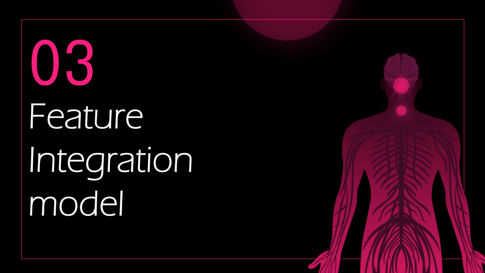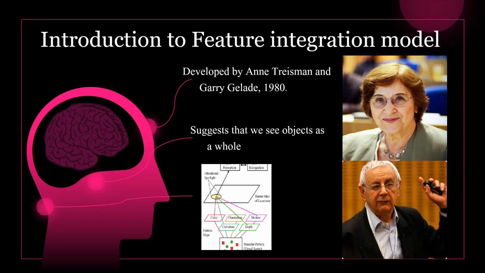Feature integration theory. The feature integration theory of attention is a theory developed by Anne Treisman and Garry Gelade in 1980. It suggests that while looking at an object, the pre-attentive and focused attention stages allow us to see this object as a whole and not as a bunch of separate features alone.